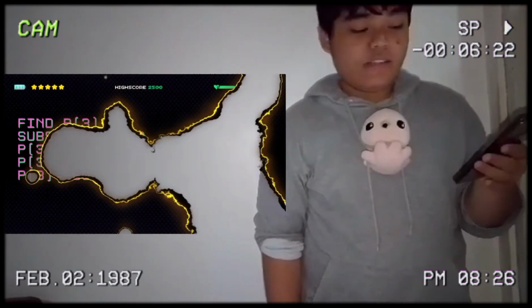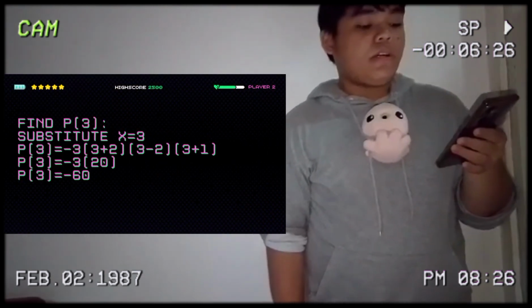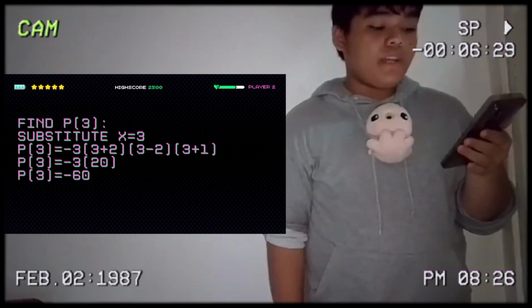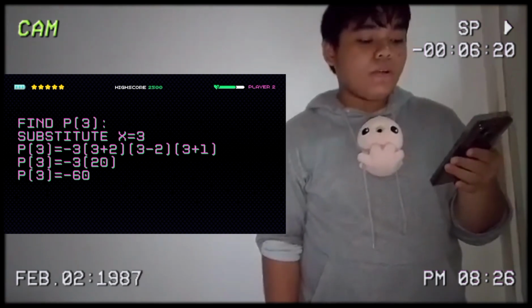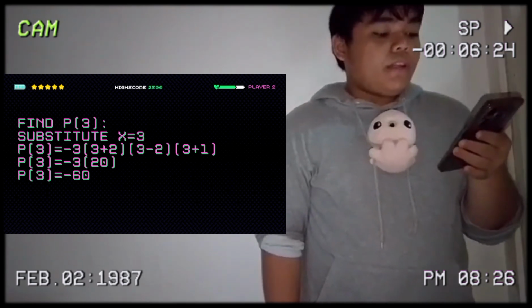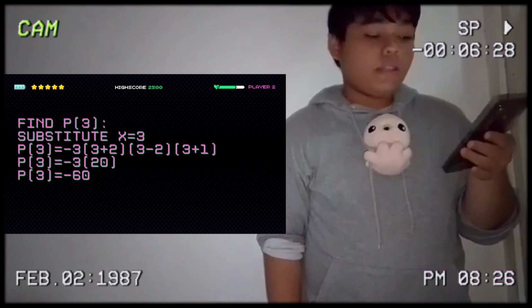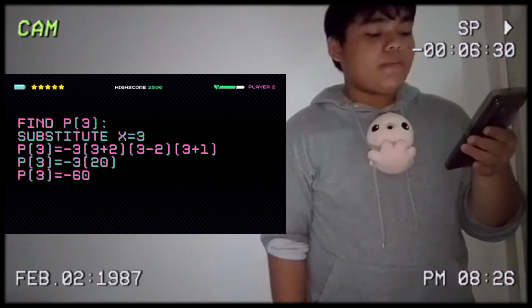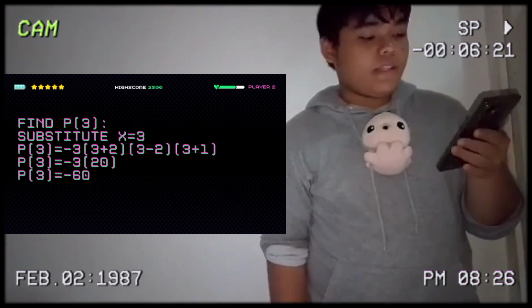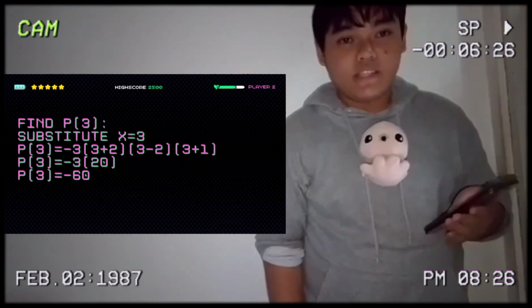So we are just going to substitute x as 3. So p of 3 is equal to negative 3 times 3 plus 2 times 3 minus 2 times 3 plus 1. So after that, p of 3 is going to be negative 3 times 20. And then negative 3 times 20 is going to be negative 60. So our p of 3 is equal to negative 60. That's all.